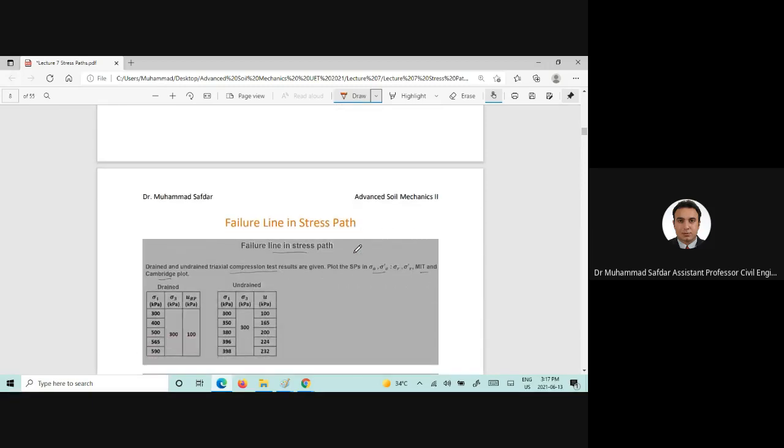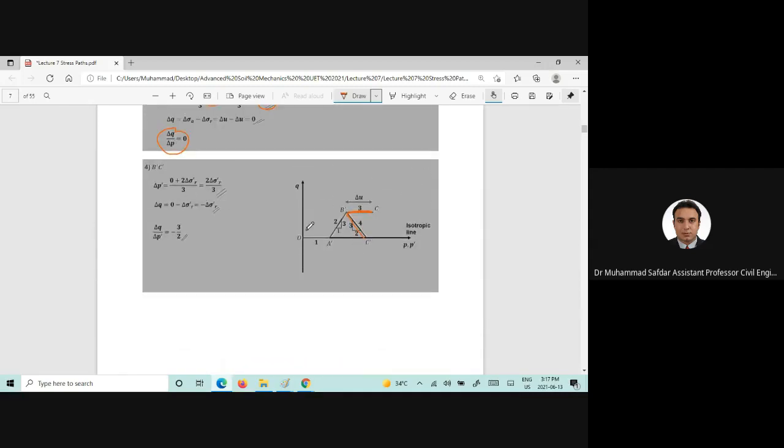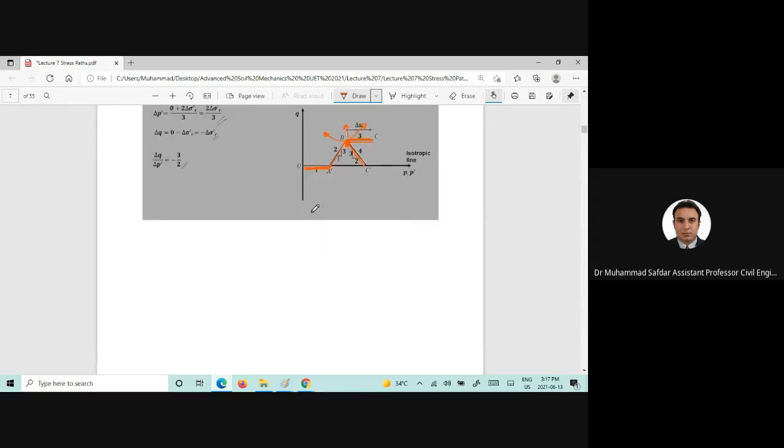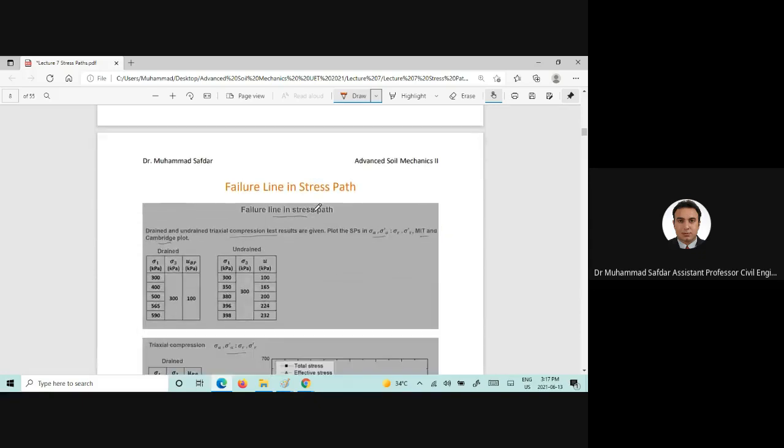Now, what's the importance of finding the stress path? For example, if we are doing a consolidation test here, and if we are performing a drained test here, and if we are performing an undrained test here, or if we are decreasing the delta sigma A, or it's 0, or if the stress path is going in this direction, or this direction, what is the importance of finding the stress path?